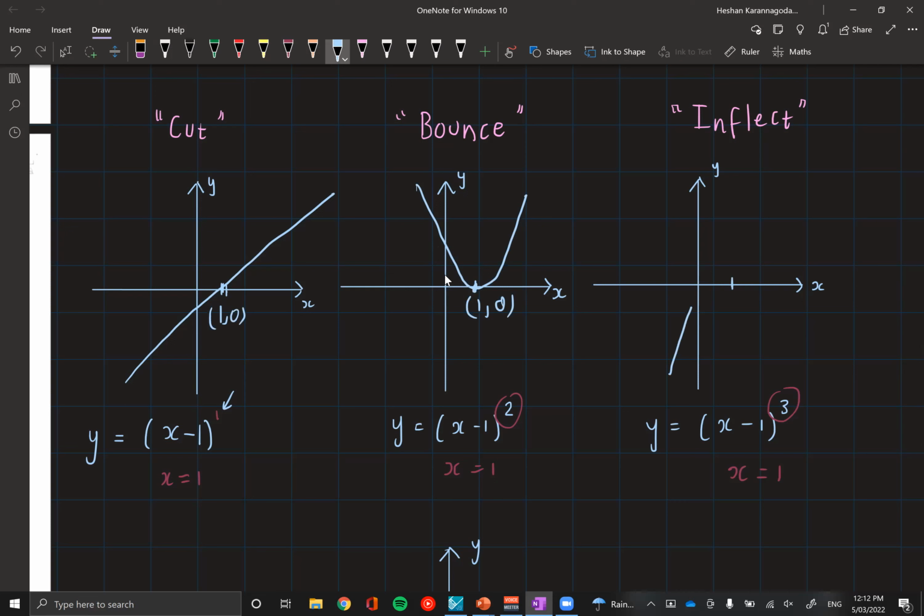And then this last one, (x - 1) cubed, is going to have the exact same x-axis intercept, but it's going to be a cubic, right? So it's going to inflect at that point over there. So as you can see, whenever we have 1 as the power, it's going to cut through it. Whenever we have 2 as a power, it's going to bounce on it. And whenever we have 3 as a power, it's going to inflect. So those are the three different things that we can have.